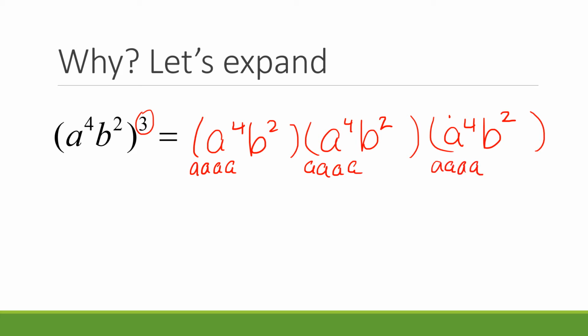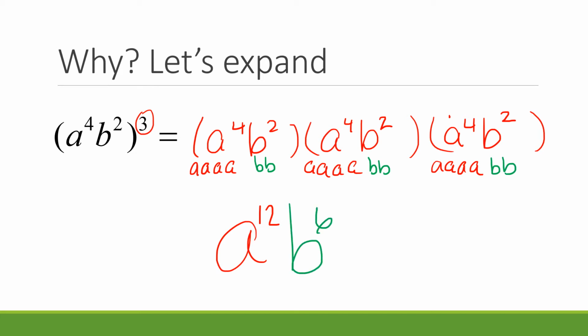So how many times am I multiplying A by itself? 12 times. I have 2 B's, 2 B's, and 2 B's. How many times am I multiplying B by itself? 6 times. So now that makes sense. Oh yeah, 3 times 4 gets me the 12, and 3 times 2 gets me to the 6. So if you're unsure and it's a small exponent, expand to remember.